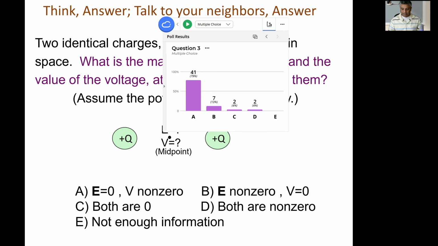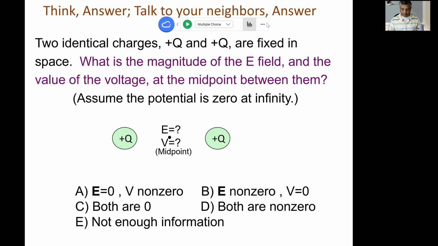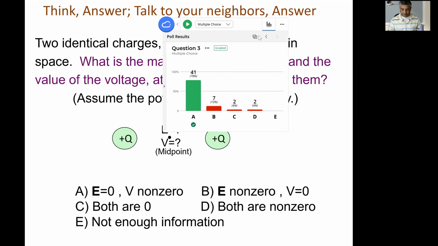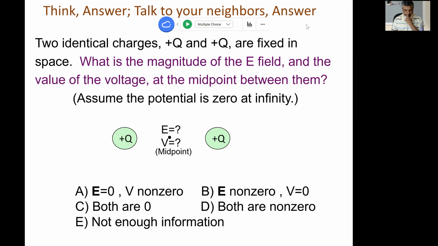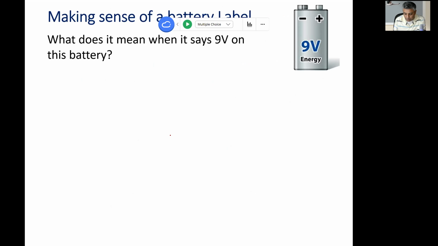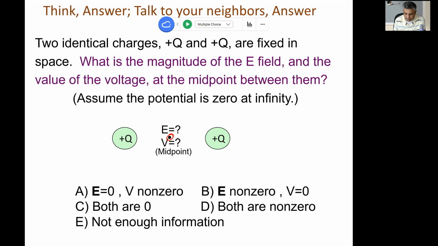So we mostly got A, and I think that is the correct answer. So why is that? Because field is a vector. At this point we assume there is a test positive charge, so the field due to that charge is going to be that, and the field due to this charge is going to be pointing that way. They are pointing in opposite directions, and they have the same value because they are at equal distance. Midpoint means equal distance, right? So the distance is the same, this charge is the same, this charge is the same.